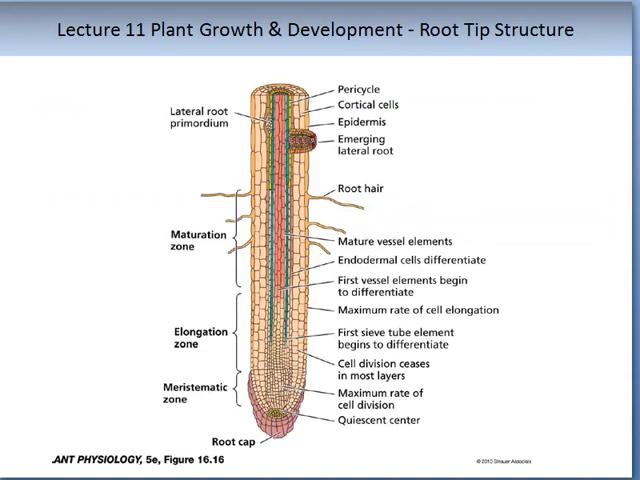The figure on the slide shows a visual representation of the root tip structure. You will note the lateral root primordium, the mature zone, the elongation zone, the meristematic zone and the root cap. All of the important components of each of these zones are illustrated.